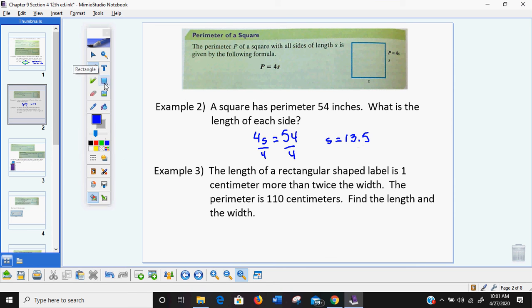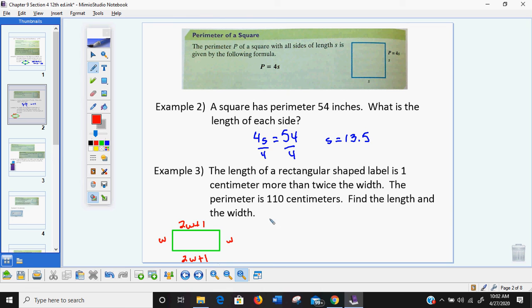Let's do another one. Okay, so we're going to have a rectangular shaped label here. It says the length of the label is 1 centimeter more than twice the width. Okay, so this is our width here. Now, the length is 1 more than, that means we're adding 1, twice the width. So that would be 2w plus 1.